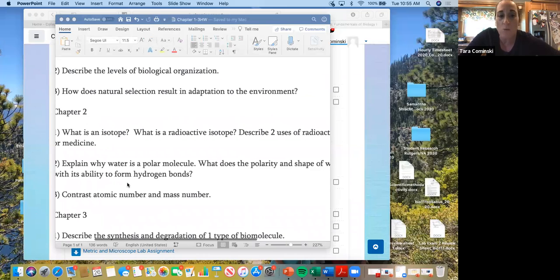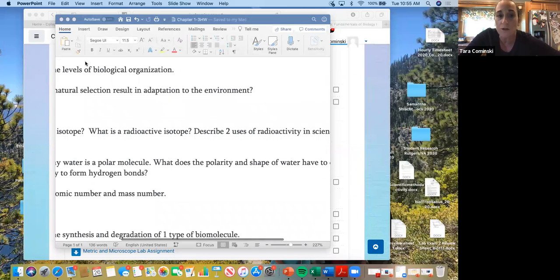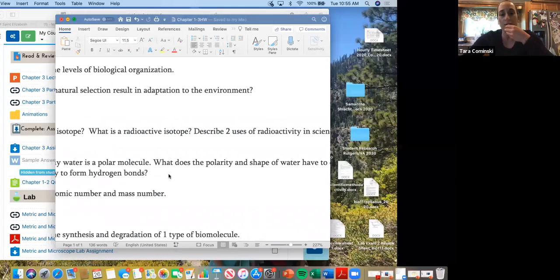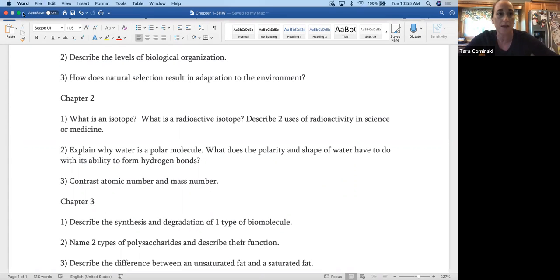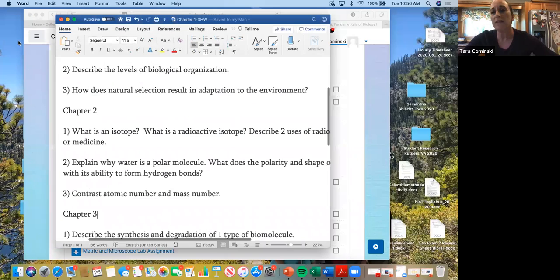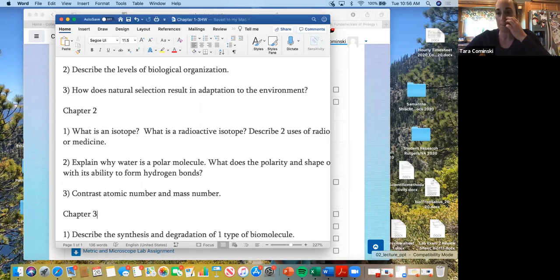So let's look at the next question. Explain why water is a polar molecule. What does the polarity and shape of water have to do with its ability to form hydrogen bonds? It's a kind of long question, but I think it all goes hand in hand. So first, what does it mean to be a polar molecule? You can start with that definition to explain the first part of the question. What does it mean if a molecule is polar?